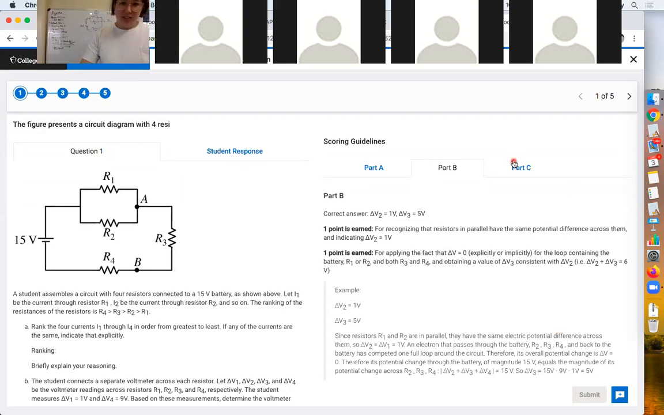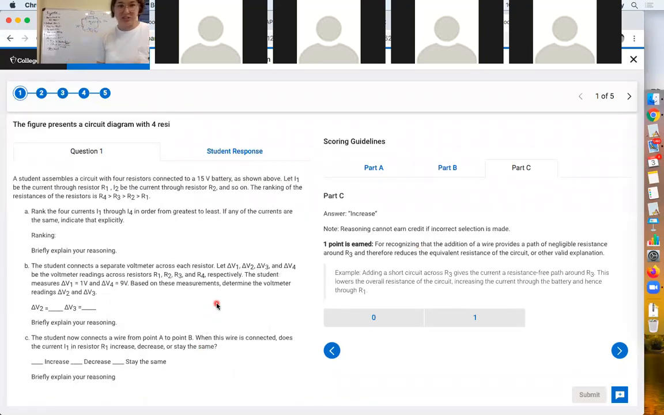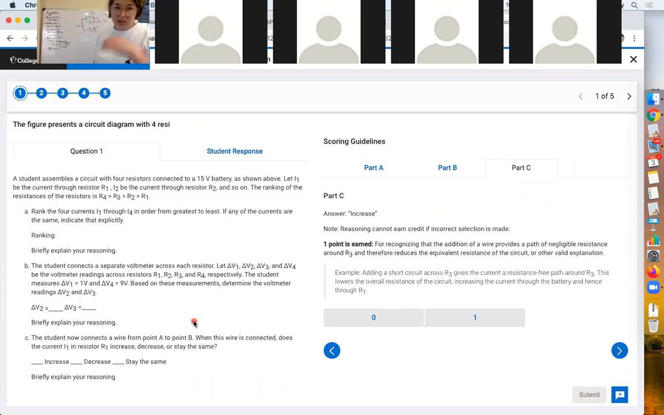All right, we good to go to C? Yeah. All right. So C is a 1-point problem. C is just saying, well, we connect a wire from A to B. And so the idea is, what is going to happen to the current? So if I connect a wire, what happens? You add an alternative route. Yeah, we add an alternate route. And so what does that mean?